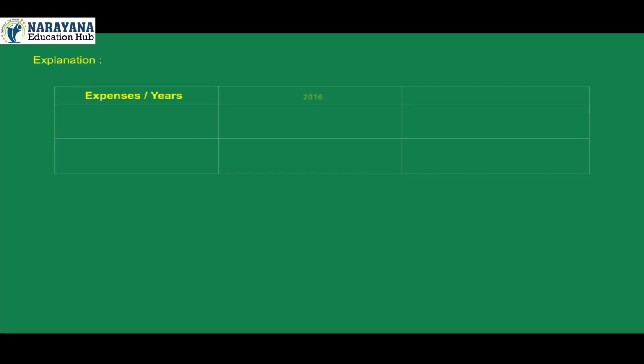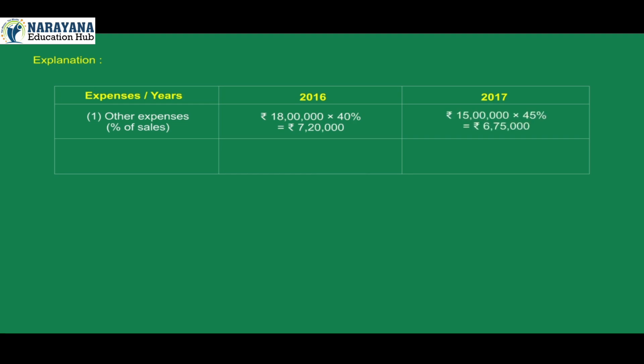Explanation. Expenses for years 2016, 2017. 1. Other expenses, percentage of sales: rupees 18 lakh into 40% is equal to rupees 7 lakh 20,000. Rupees 15 lakh into 45% is equal to rupees 6 lakh 75,000. 2. Other income, percentage of sales: rupees 18 lakh into 10% is equal to rupees 1 lakh 80,000. Rupees 15 lakh into 12% is equal to rupees 1 lakh 80,000.